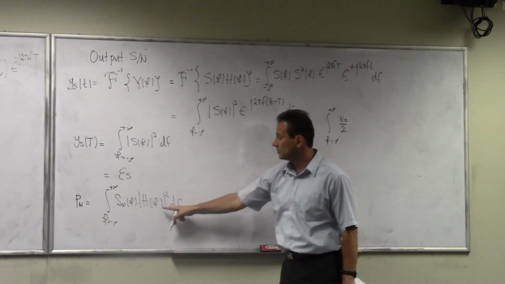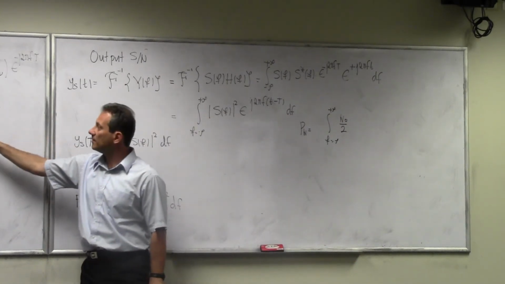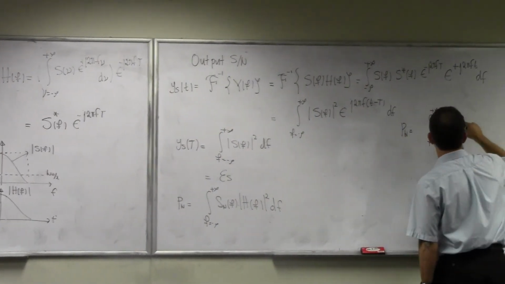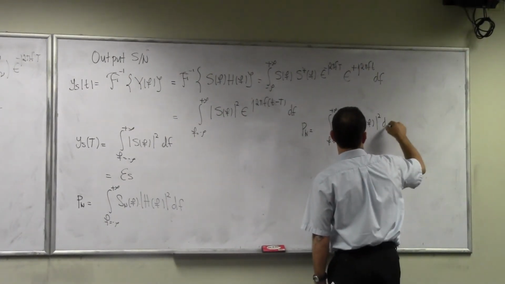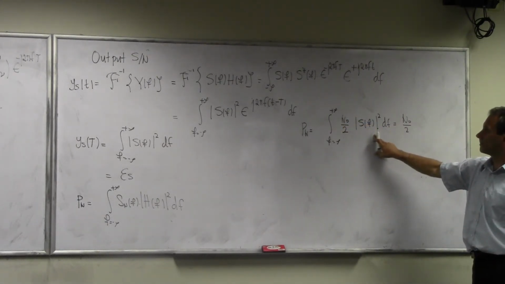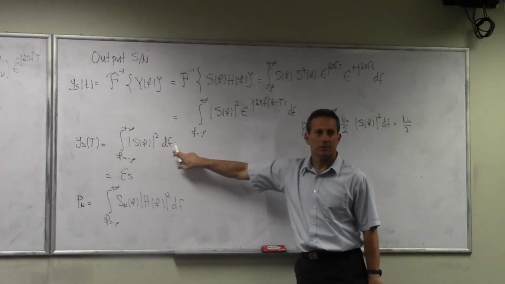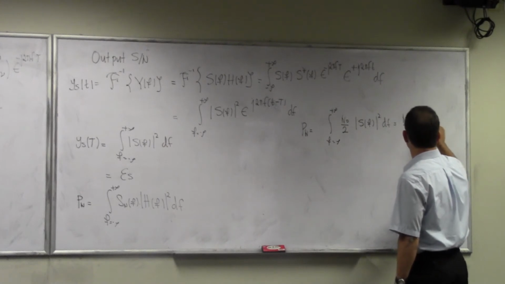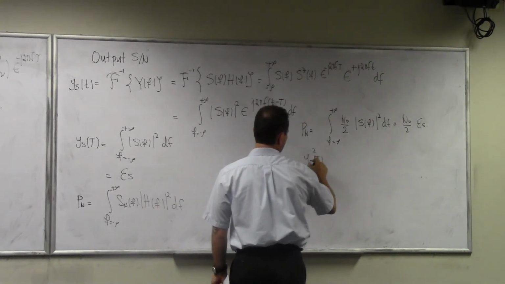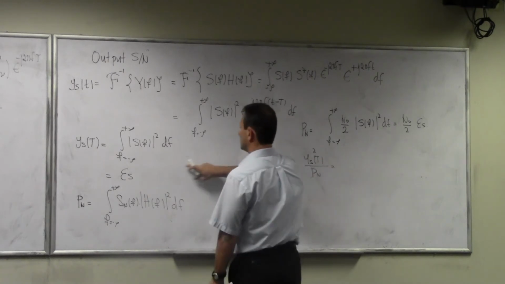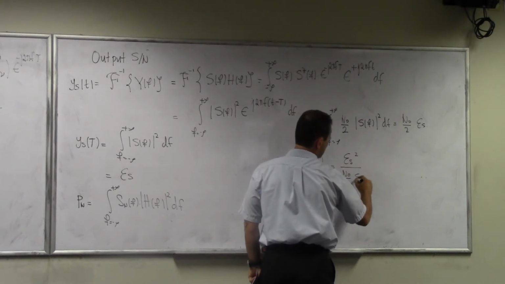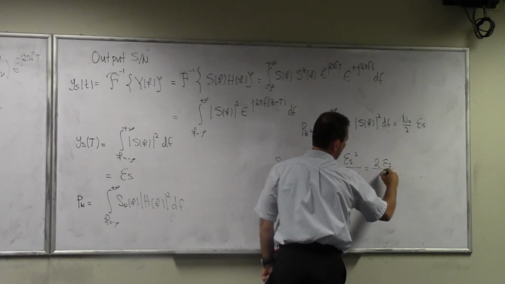And then this is |H(f)|². But H(f) is this. So if I take the magnitude of this, it is magnitude of S(f) squared, right? So this ends up being |S(f)|² df. So N0 over 2 is taken outside. What is left? Well, the same as this, right? So this is going to be energy. And then if I look at signal to noise ratio, it's going to be y_s(T) squared over power of the noise, which is epsilon_s squared divided by N0 over 2 epsilon_s, which is 2 epsilon_s over N0.